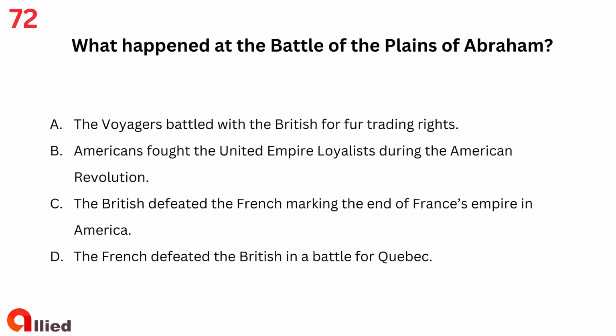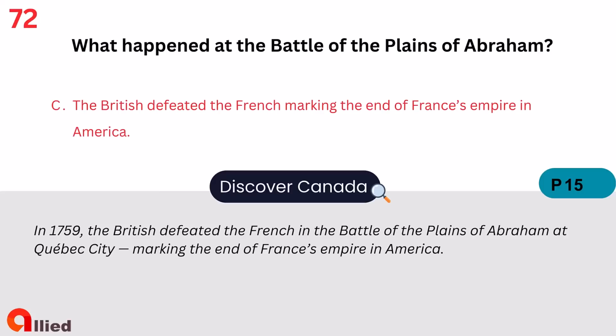A. The voyagers battled with the British for fur trading rights. B. Americans fought the United Empire Loyalists during the American Revolution. C. The British defeated the French, marking the end of France's empire in America. D. The French defeated the British in a battle for Quebec. The answer is C. The British defeated the French, marking the end of France's empire in America.